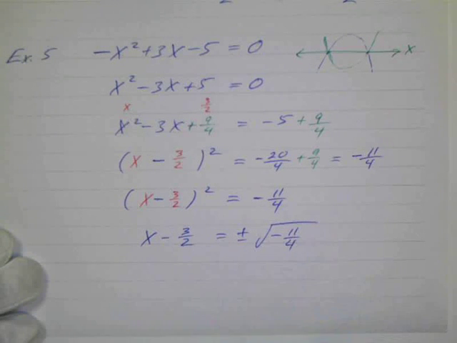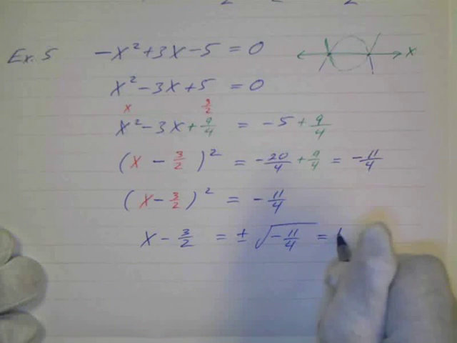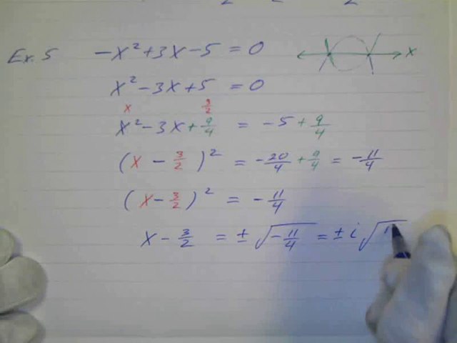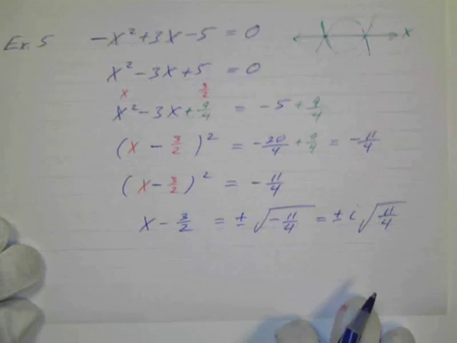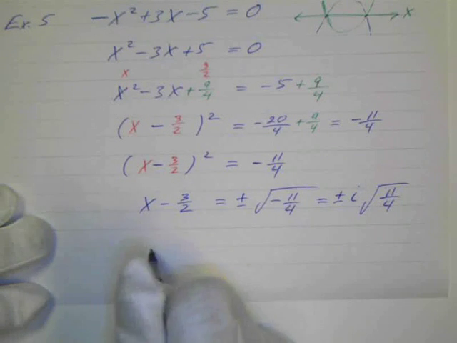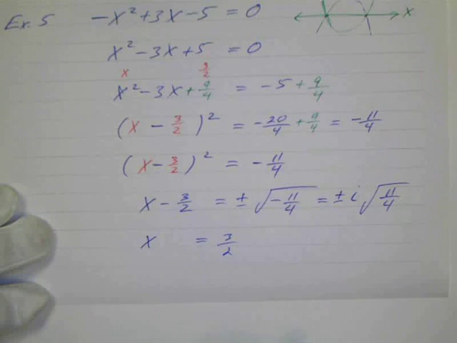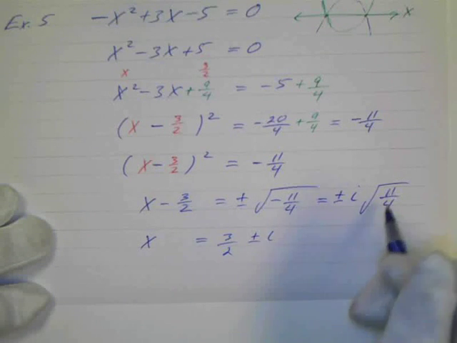And remember, whenever we have a negative under the square root, it's just like when you peel potatoes, what's the first thing you do? Well, you take out the eyes. So that's the first thing you do here, you take out the i. So this is going to be equal to plus or minus i, and then that takes out the negative, times the square root of 11 over 4. And then if I add 3 halves to both sides, I have x equals 3 halves, and then plus or minus i. And then we can break this up.